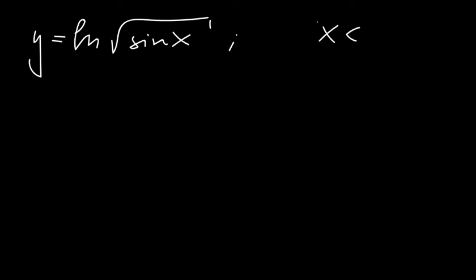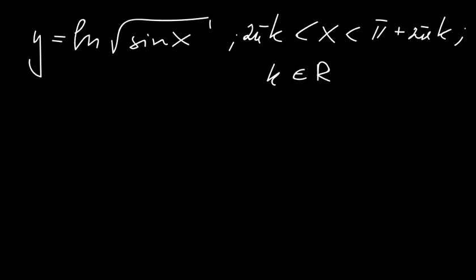Let's say y is equal to natural log of a square root of sine of x. Now, the square root of sine of x can't be less than 0. So we'll have real solutions only if x is somewhere between 2πk and π plus 2πk, where k is any integer. I forgot to write this in previous examples.